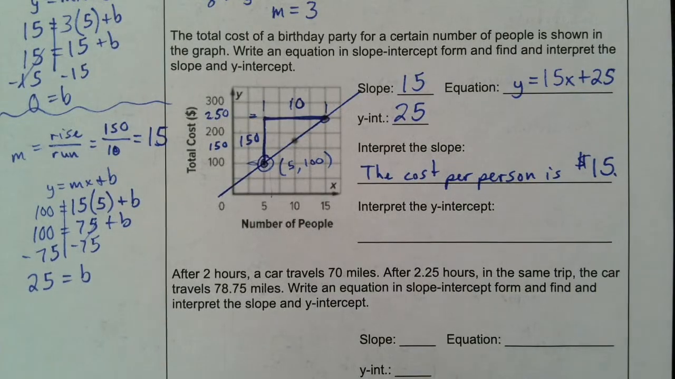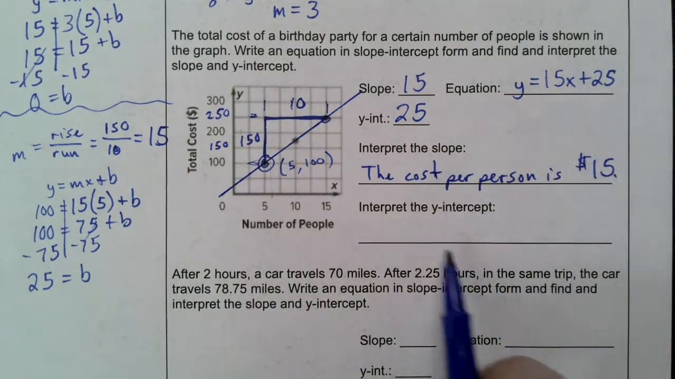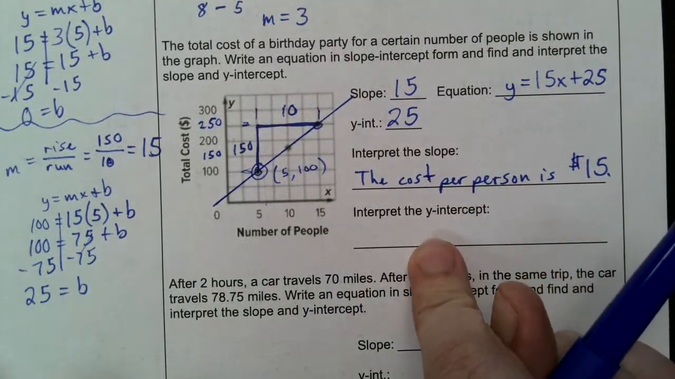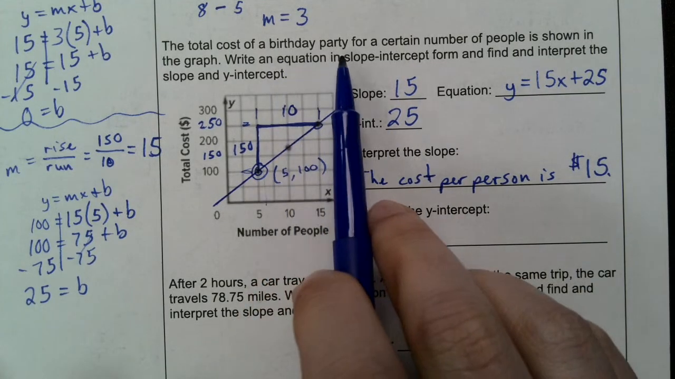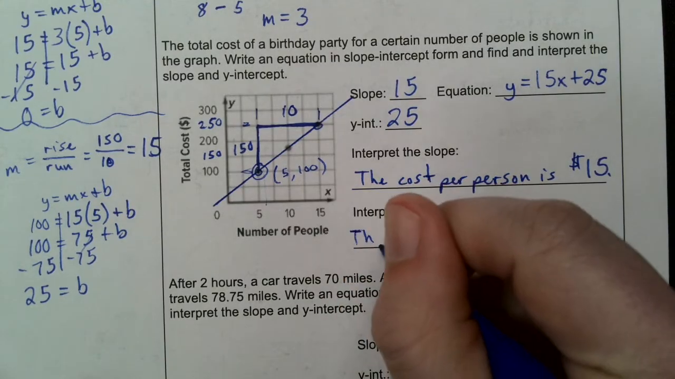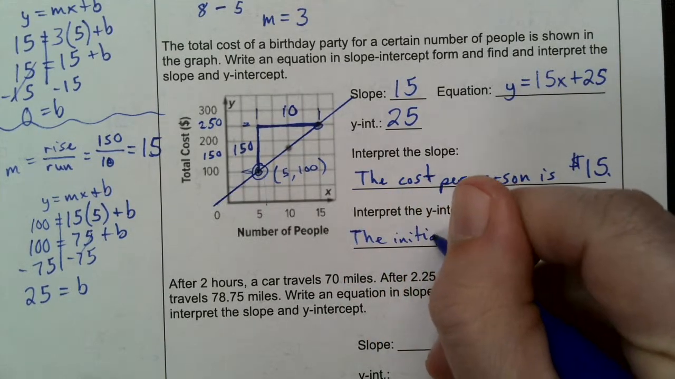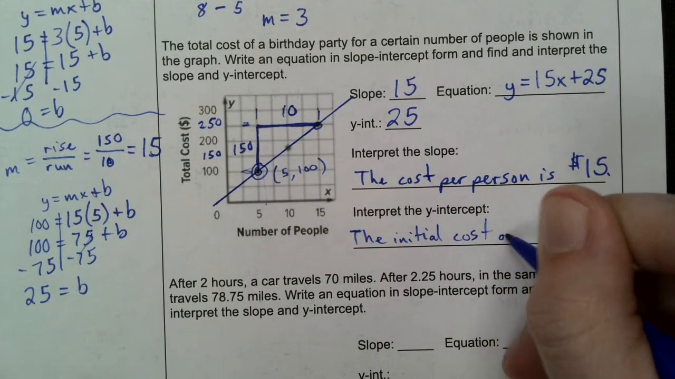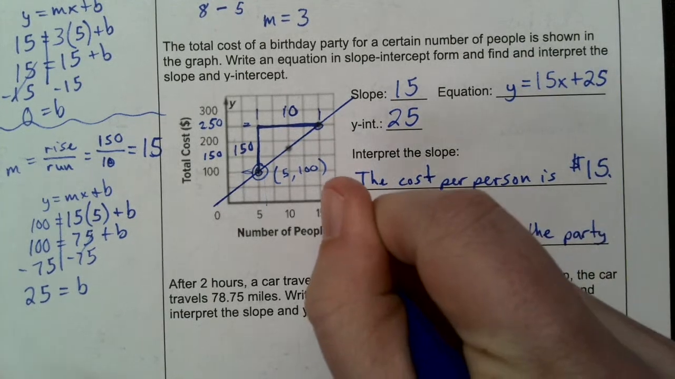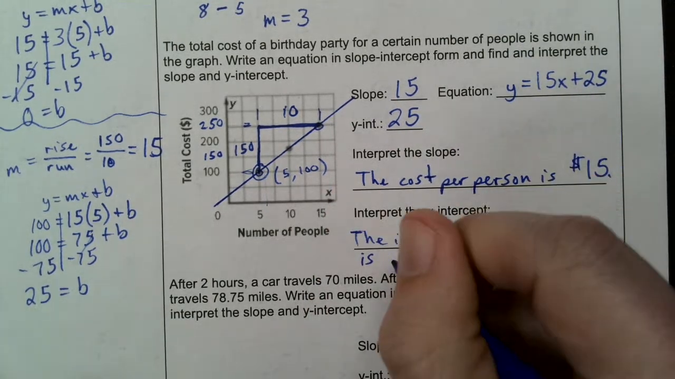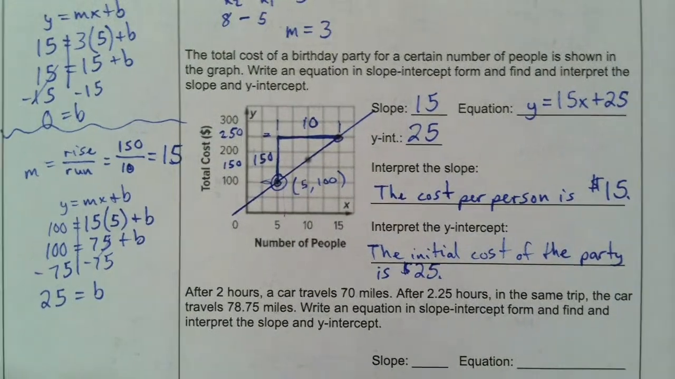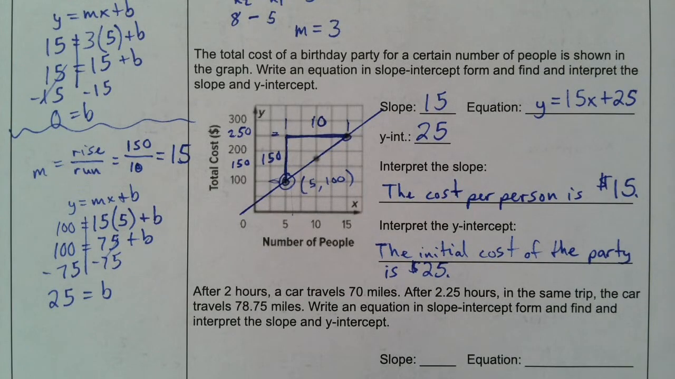Okay. And then again, the y-intercept is the initial cost. So I would say, what is this talking about? A birthday party? All right, so the initial cost of the party is $25. All right. So that's the second one.